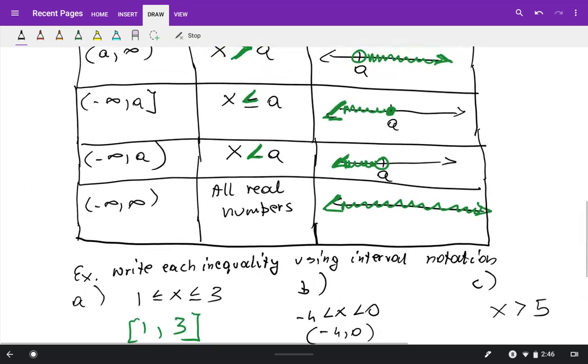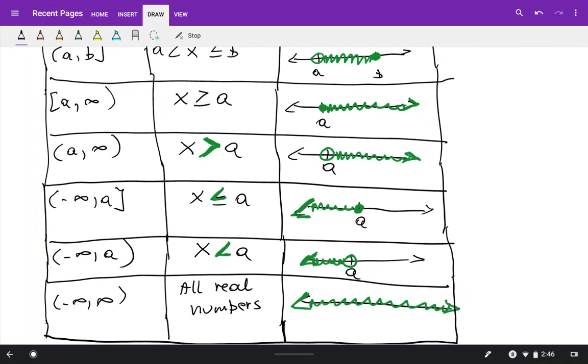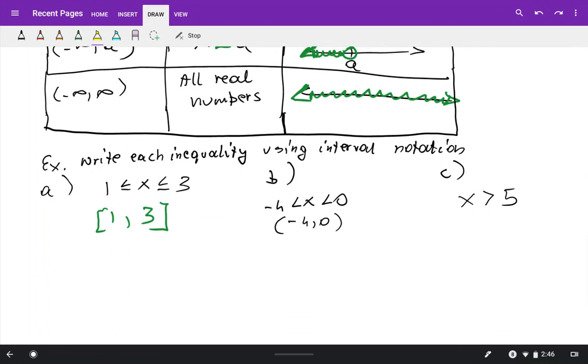And the next one is x greater than 5. So that's the one right here, x greater than a. So we're going to have 5 comma infinity. So the solution will be 5 comma infinity.